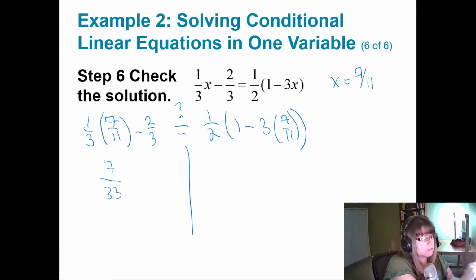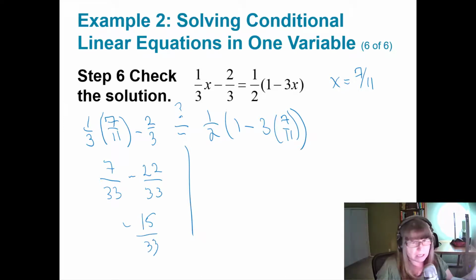Minus 2/3, but I need that to have the same denominator. So that's going to be 22 over 33 by multiplying both numerator and denominator by 11. 7 minus 22 is a negative 15 over 33. Now, if I get a negative 15 over 33 on the right, then my solution is good.